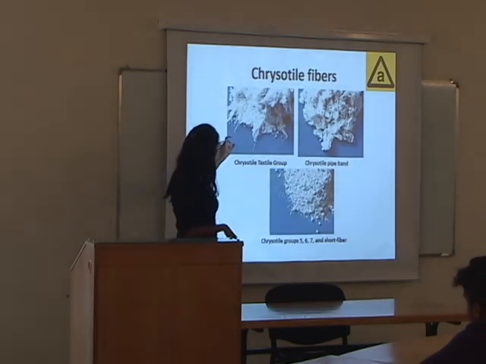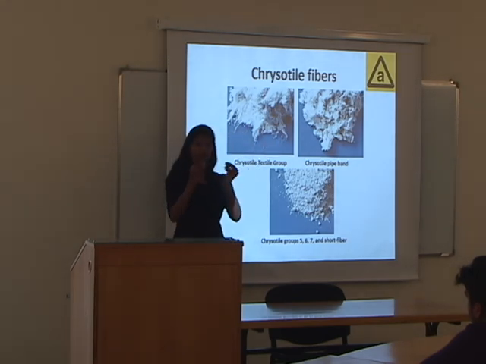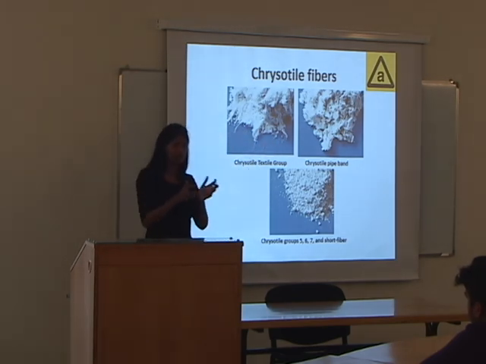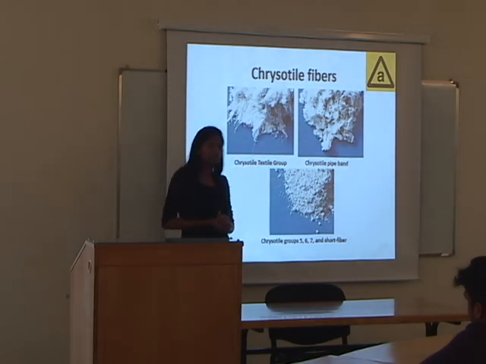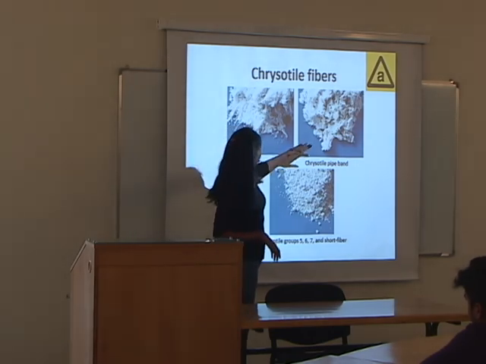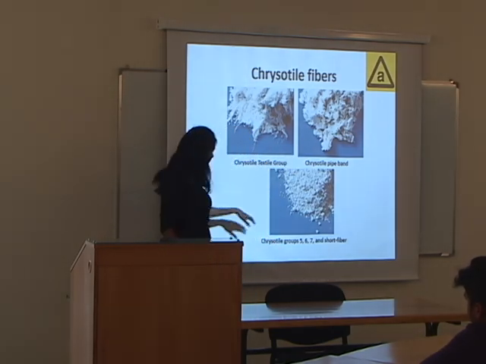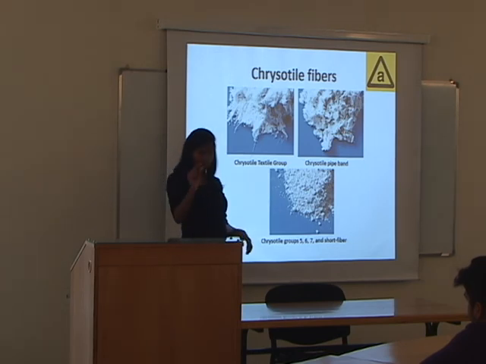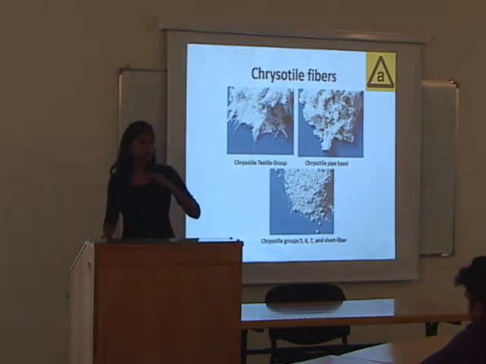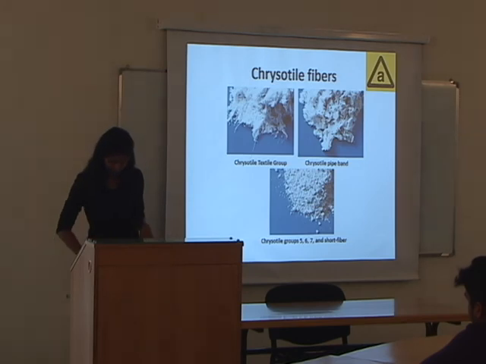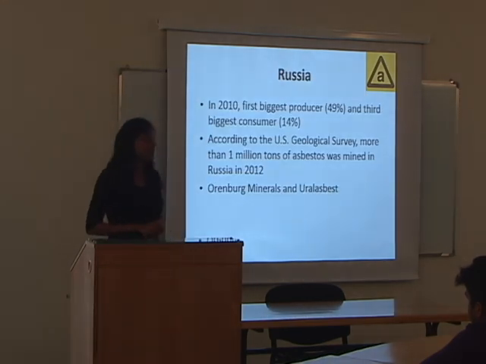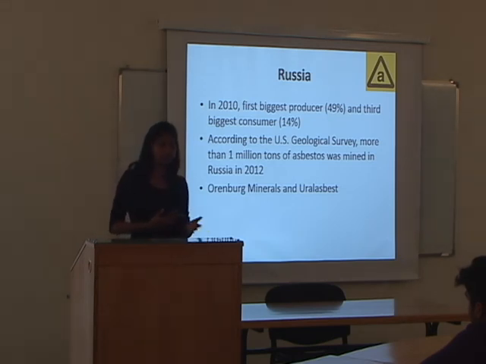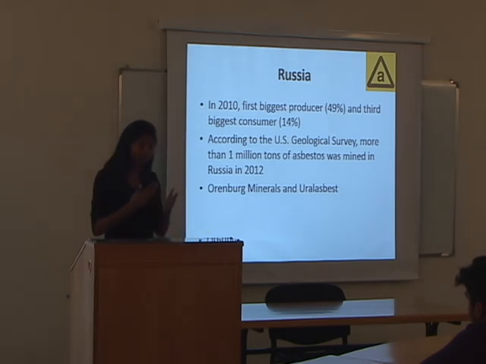This one is usually used in textile grades. The fibers are a bit longer, so it is comfortable to make clothes from them. These types of clothes were used in firefighters' suits. This one is the pipe grade, used in pipes, and the last one has the shorter fibers. This one is mainly used in roof sheets because it is comfortable to use. For the rest of the session, we'll see which countries produced and consumed asbestos, mainly chrysotile.